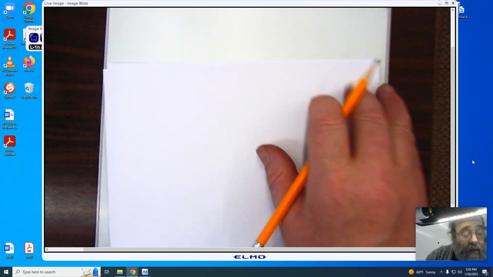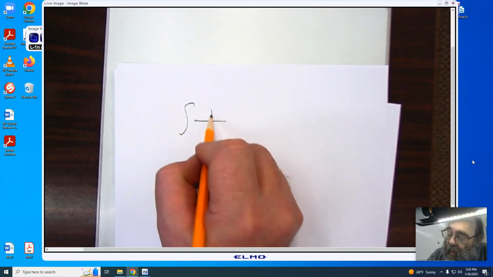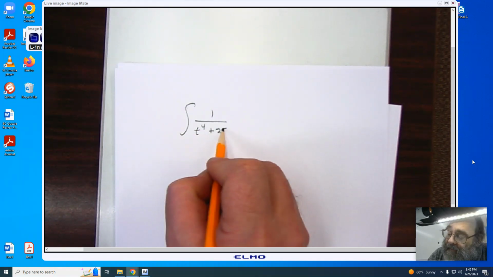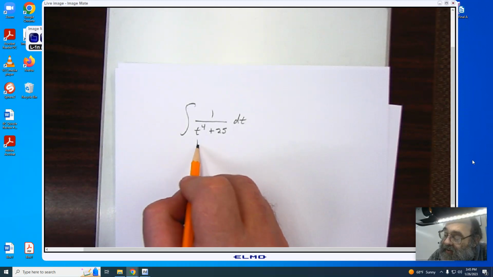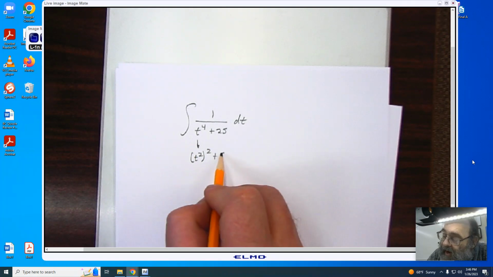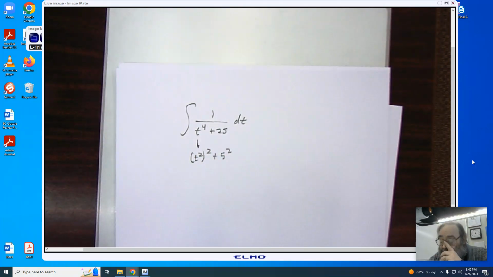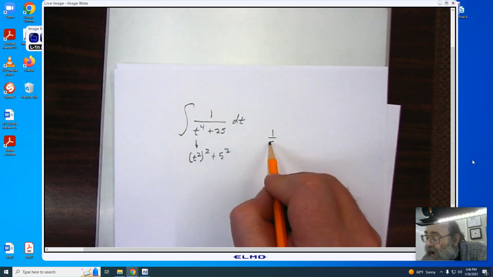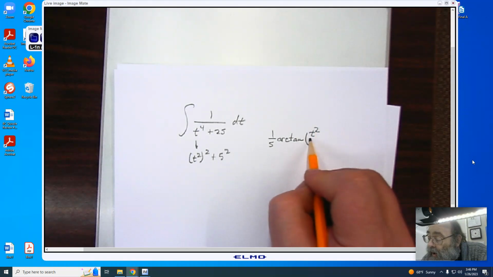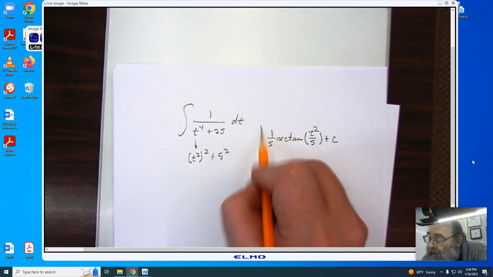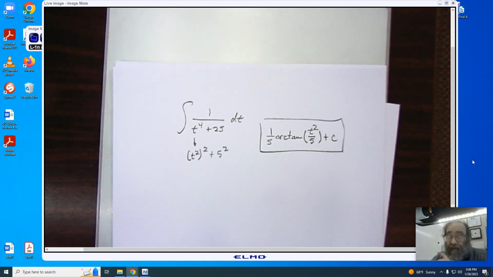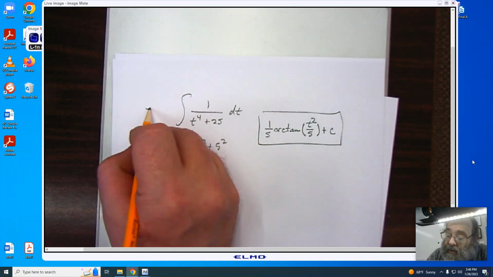Let's continue to number 9, please. So in number 9, we have the integration of 1 over t to the 4th plus 25 dt. I can see that this is t squared, the quantity squared, plus 5 squared, and it is in the sum form, so we're looking at 1 over 5, the arctangent of t squared over 5 plus c. That's all I'm doing is plugging it in directly into the formula that we've already identified.